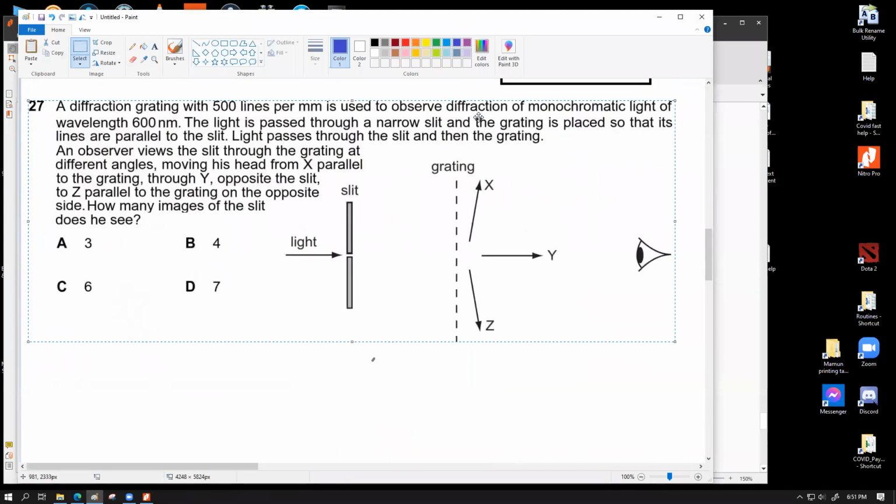So what we want to understand is that in this case the person is going to move all around. So the possible angle for the diffraction for the light to happen can be all the way up to 90 degrees. If I try to solve this, I can find out that my d value would be 1 millimeter divided by 500, that is 10 to the minus 3 divided by 500.